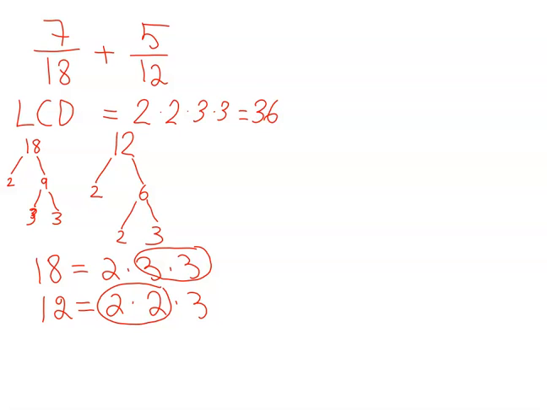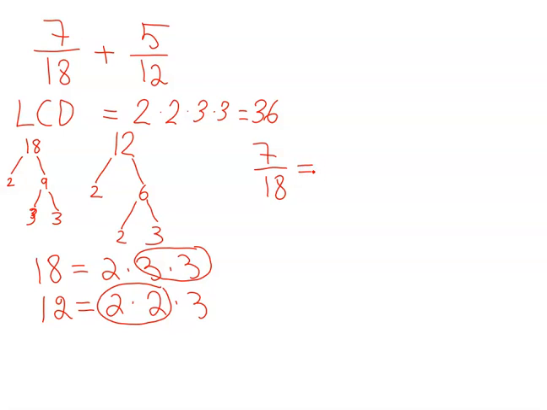Okay, great. So what we notice here is that we need really to pay attention to how many times we see factors repeated in our denominators. Okay, great. Least common denominator is 36. What do we do next? So we have to write these in terms of 36. So it would be 7 over 18.